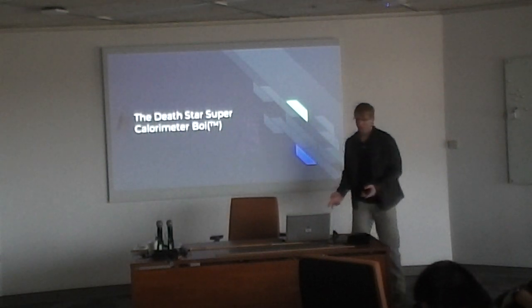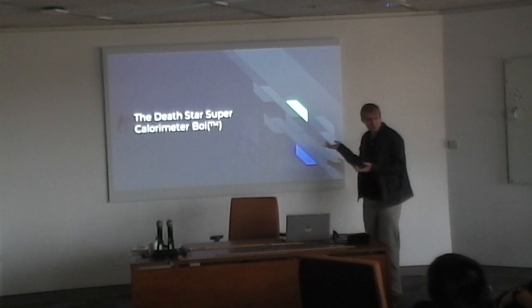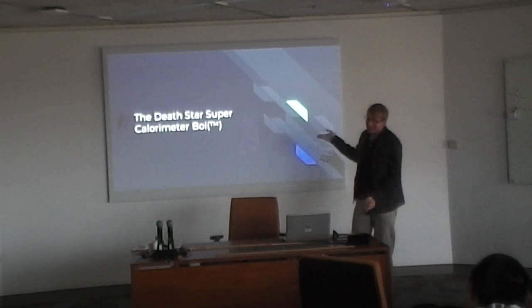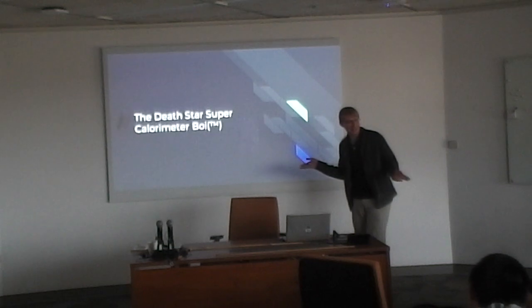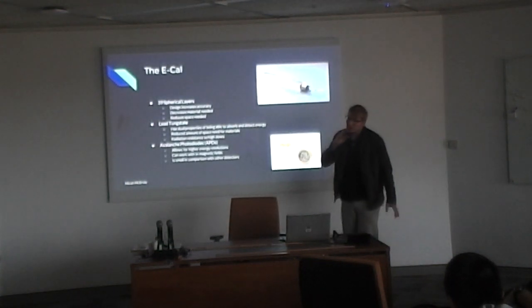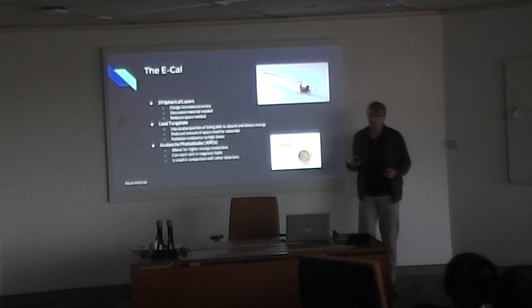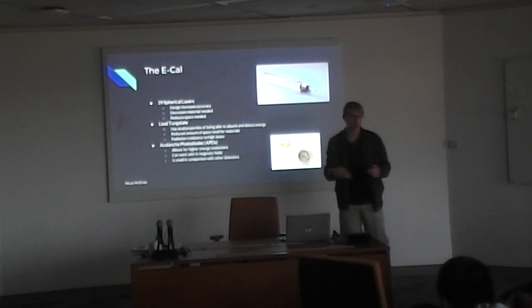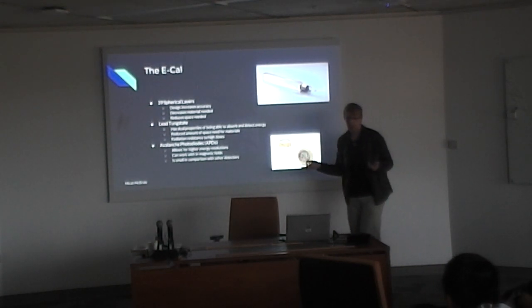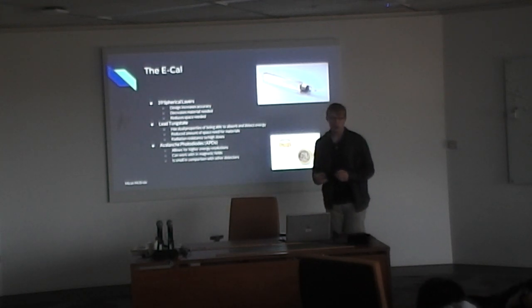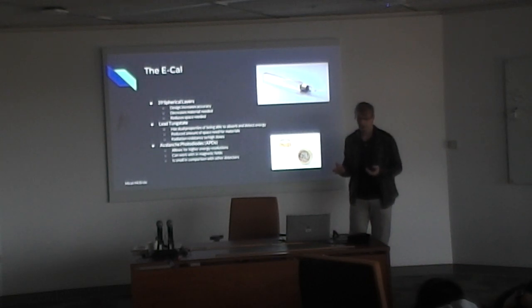So our calorimeter is a Death Star Super Calorimeter. Anyway, trademark. So we have two parts. We acronymize everything here: the ECal and the HCal, for the electron calorimeter part and the hadronic calorimeter part. The electron calorimeter consists of 39 spherical layers.